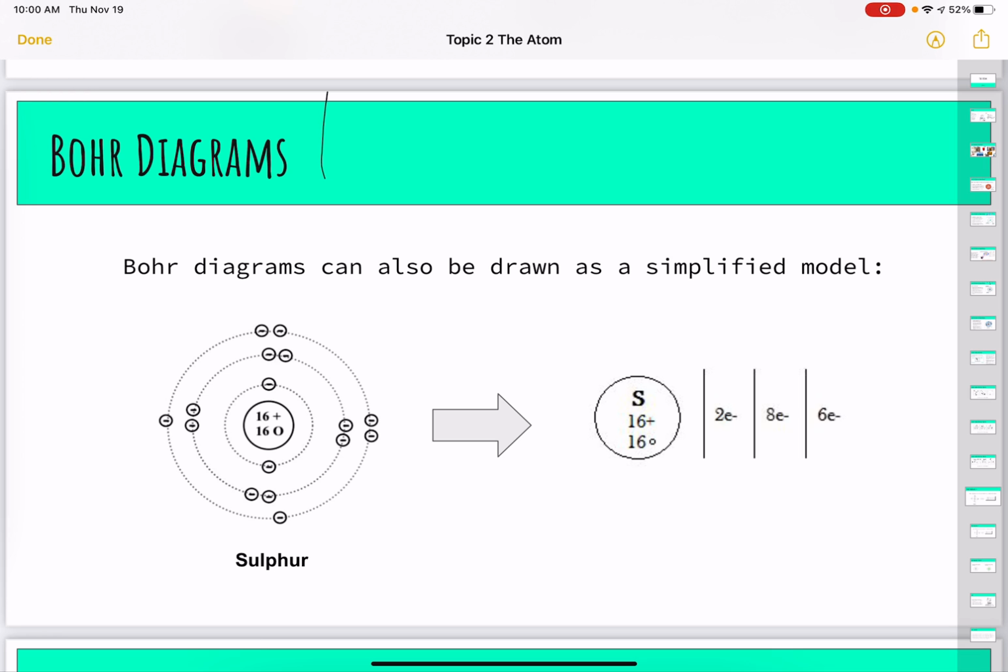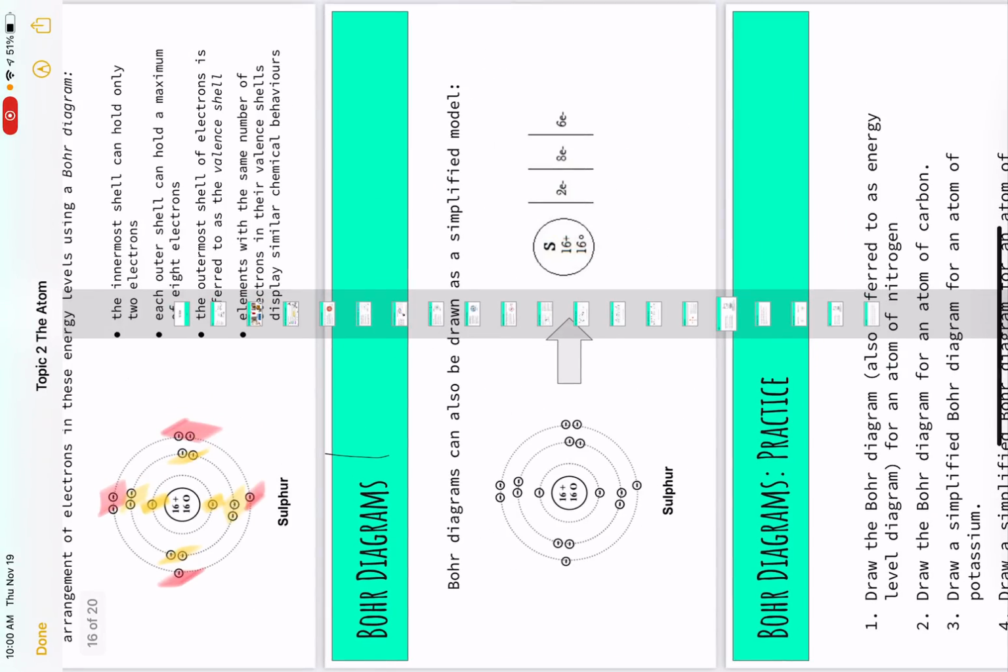So this is a Bohr diagram that can also be drawn as a simplified model. There's another simplified model of how we can do Bohr diagrams, and you see that here. So what they're doing is they're drawing the outer shell, and then they're drawing the nucleus with the protons and the neutrons, and then they are drawing each of the shells, just writing the number of electrons that are in each of the shells.